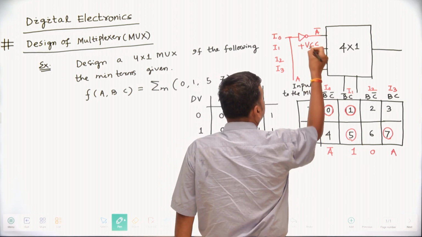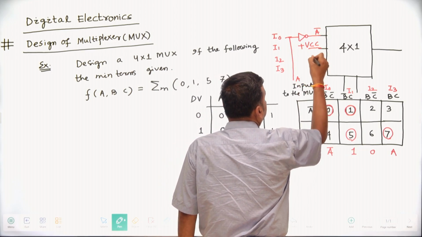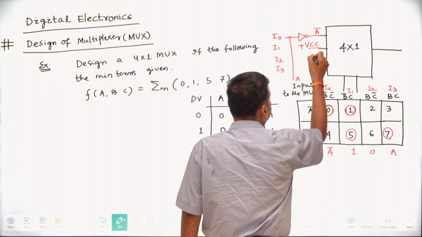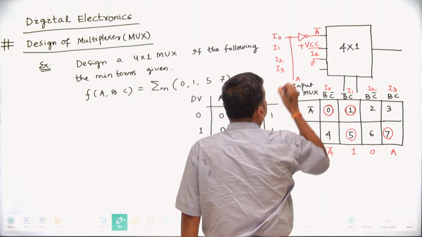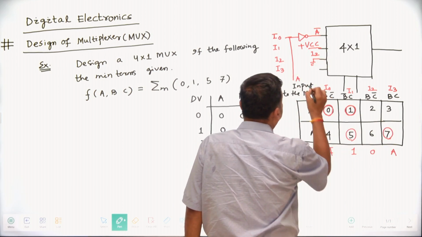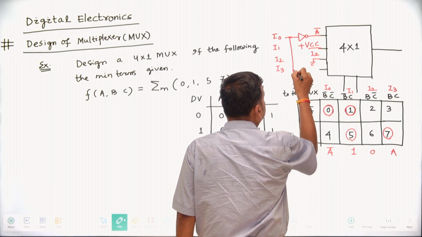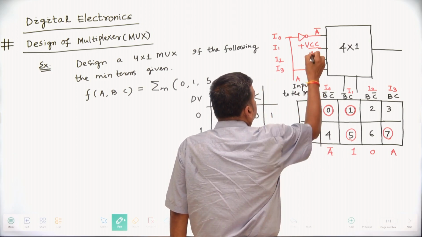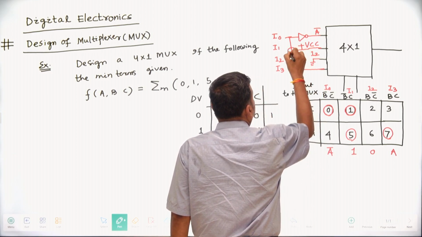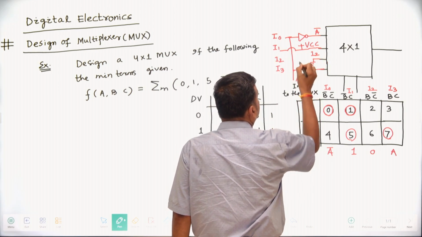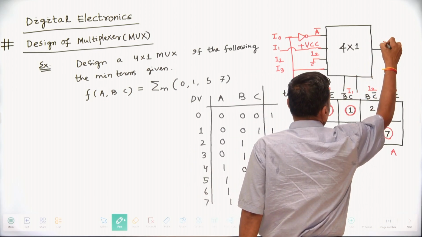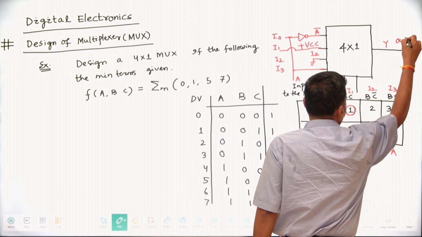This is your I0, then I1, and this is your I2. I2 is grounded here. And I3, that is A. I3 you can write directly, you can connect it like this. This is your A. This is your I1, I2 is grounded here, and this is your I3. And this is your Y. Y is your output.